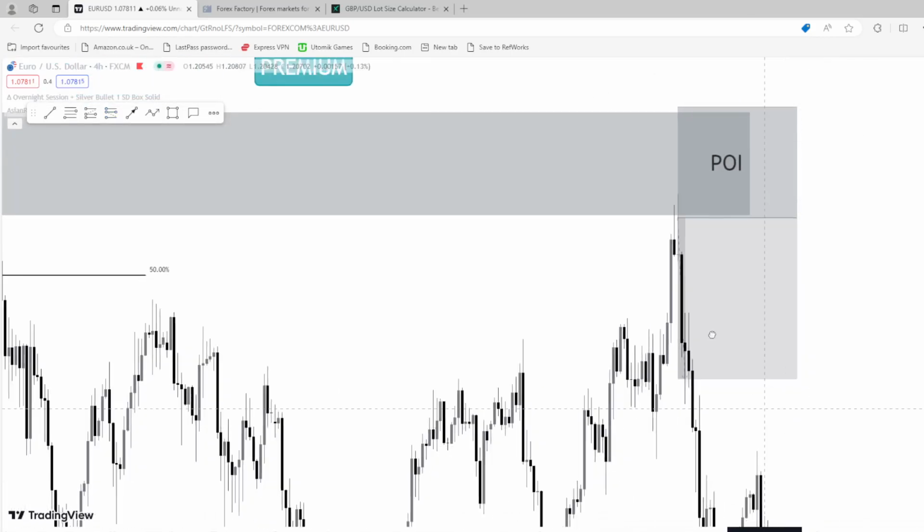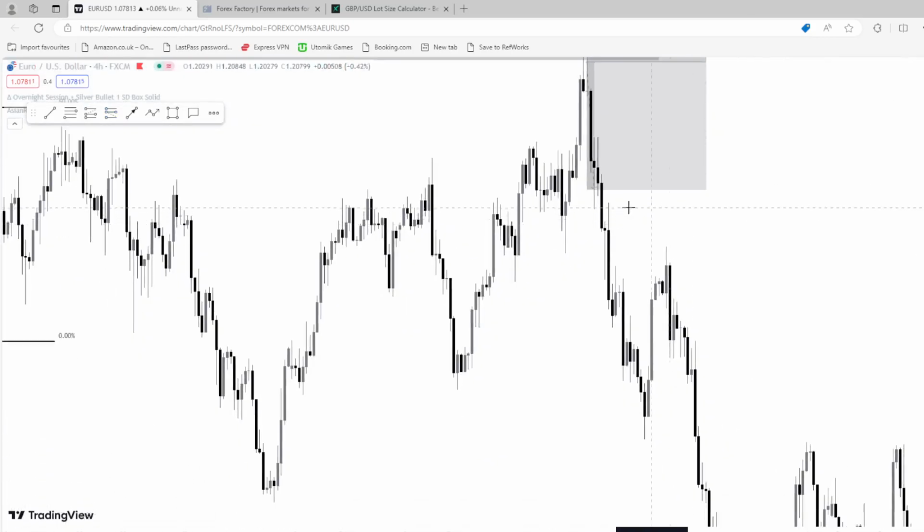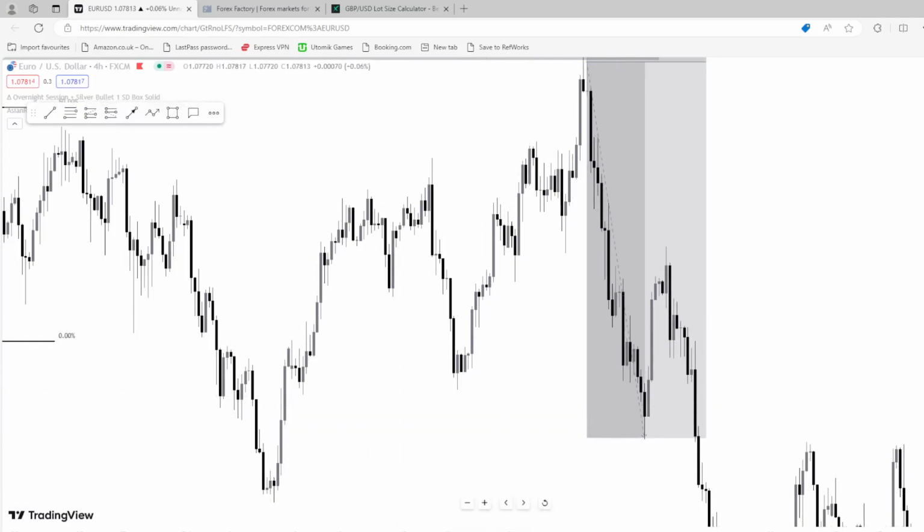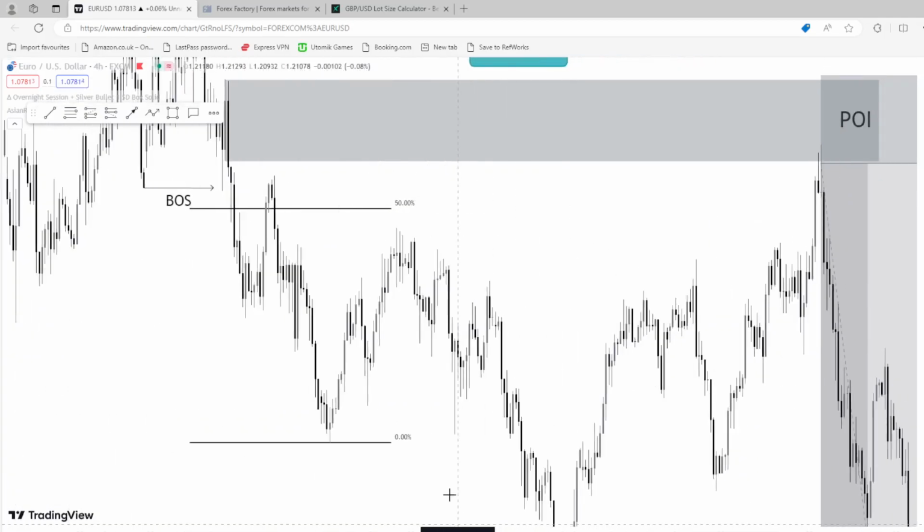So this is how you could have got involved. This is a higher time frame trade that you could have got involved in, targeting inefficiencies over here and inefficiencies over here, right? For a nice 1 to 4, 1 to 5 hour trade. Now let's look at one of the confluences we discussed, which is inducement.